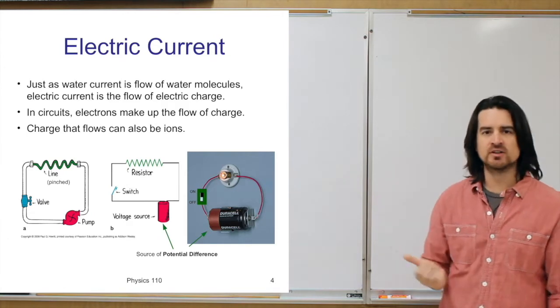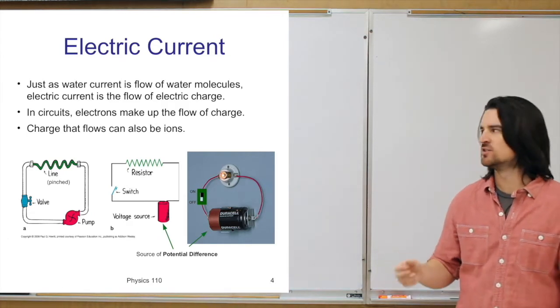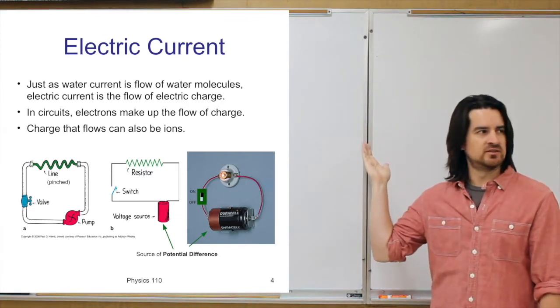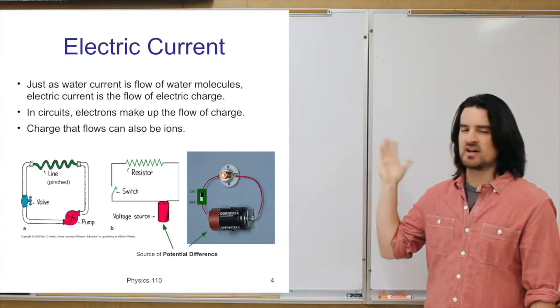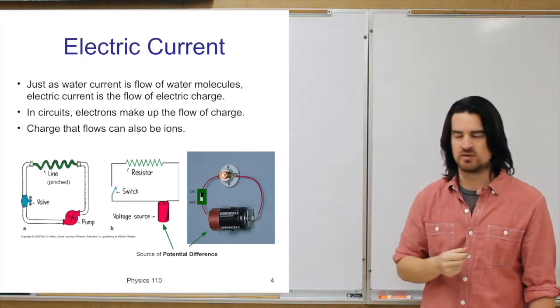We can have other things flow to cause an electric current, right? It just needs to be a charged thing. So in the case of biological systems, often you have electrical currents that are produced by the flow of ions, charged atoms or molecules.